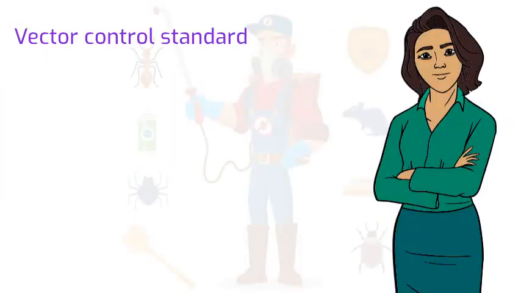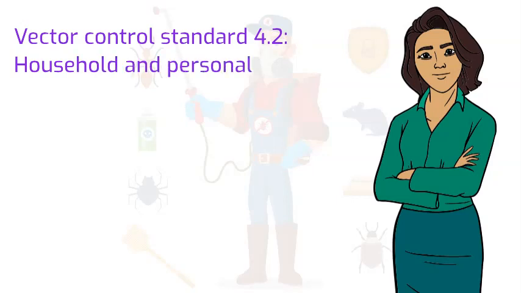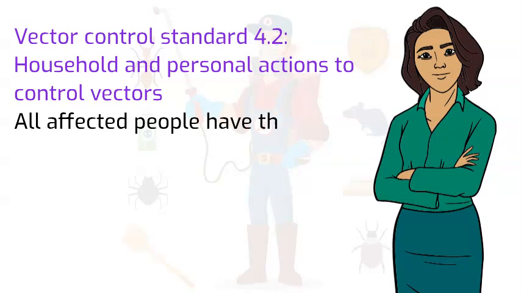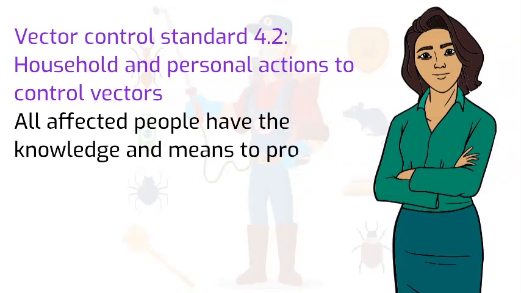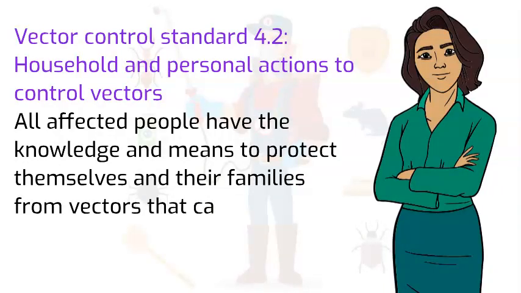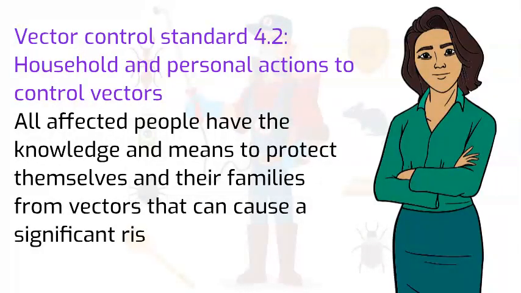Vector Control Standard 4.2. Household and personal actions to control vectors. All affected people have the knowledge and means to protect themselves and their families from vectors that can cause a significant risk to health or well-being.